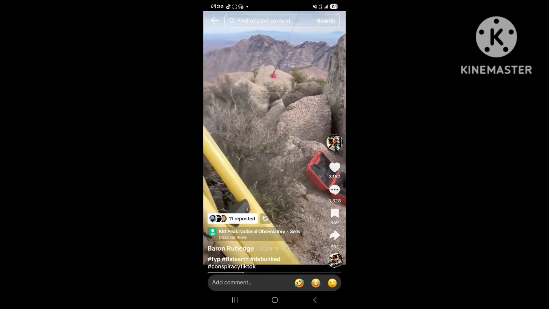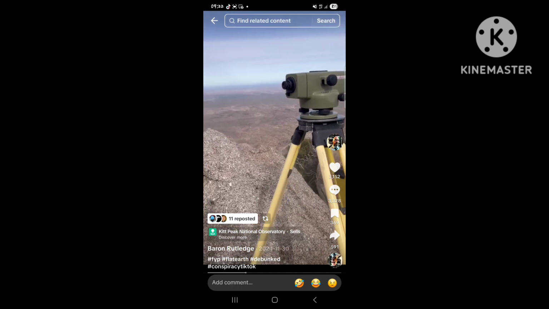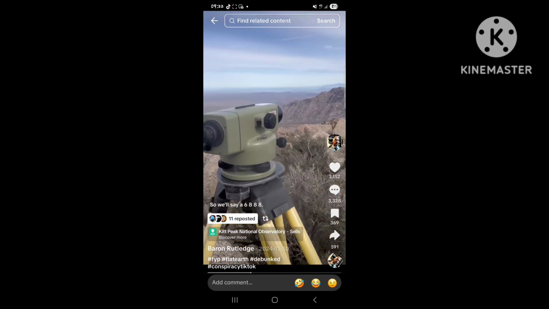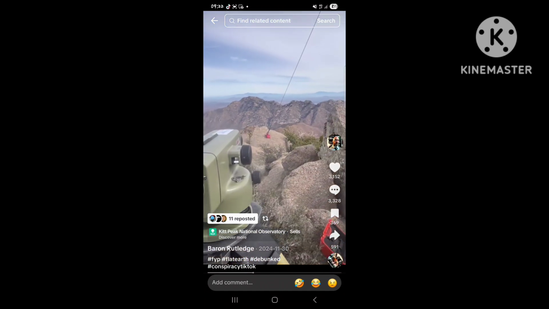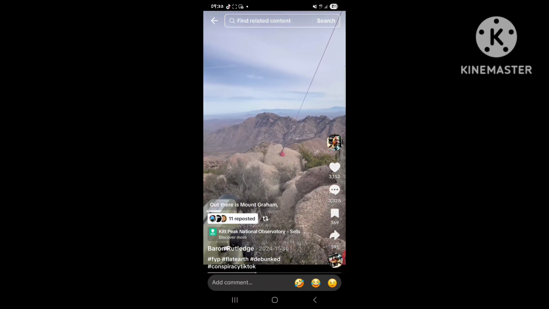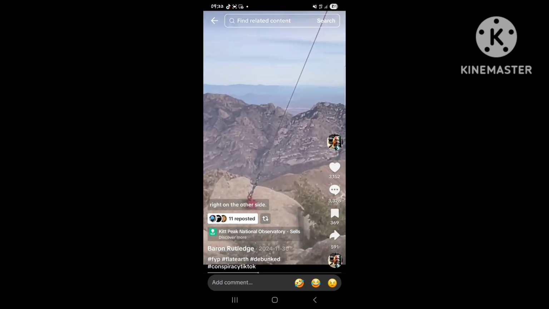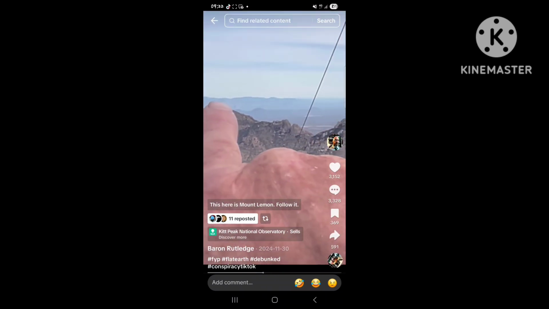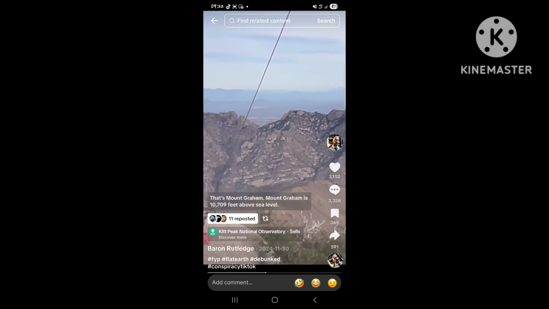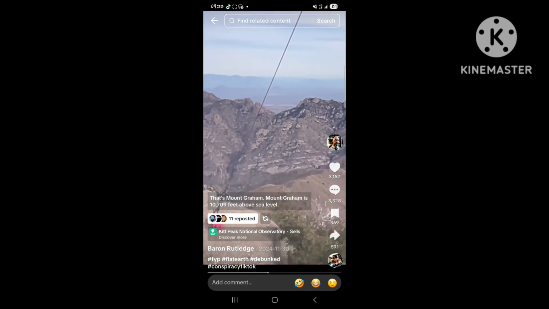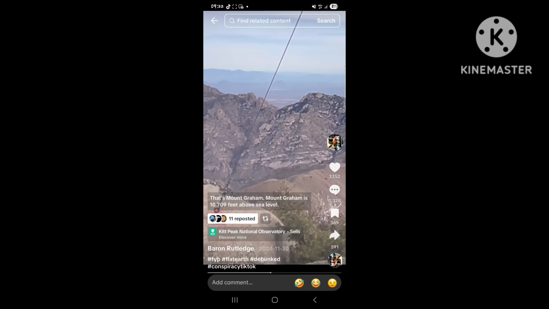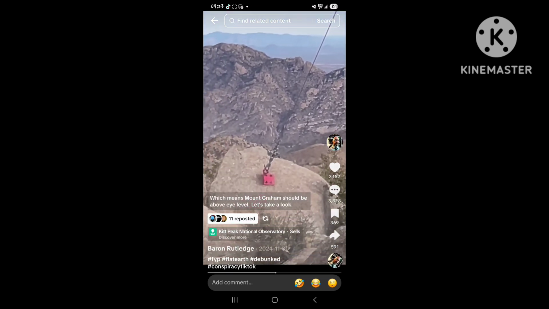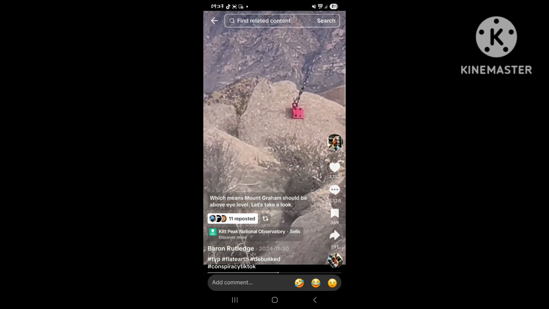I am currently about 2 feet above that mark. So we'll say 6,888. Out there is Mount Graham. Right on the other side, this here is Mount Lemmon. Follow it over here, there's a ridge. That's Mount Graham. Mount Graham is 10,709 feet above sea level, which means Mount Graham should be above eye level. Let's take a look.